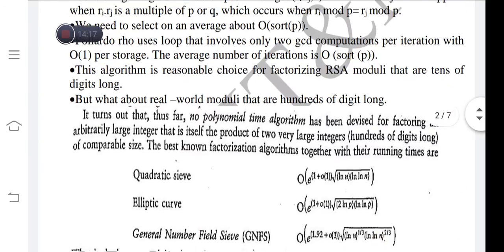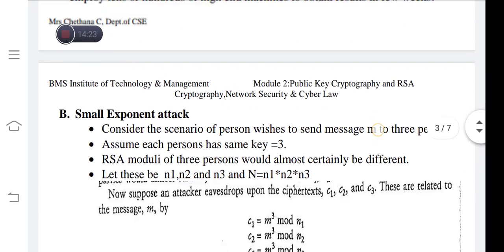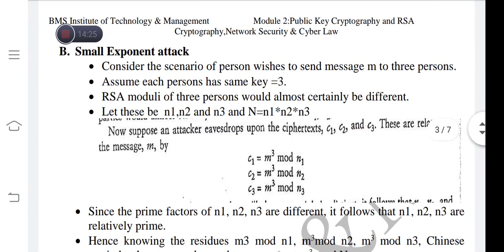So these are the points with respect to modulus factorization. Next, let us see another type of attack which can be performed on RSA, that is the small exponent attack. Now let us see. We have a person who wishes to send messages to three persons. He wants to send the message M, and all three persons have the same key 3. Now the RSA moduli for the three persons would almost certainly be different.